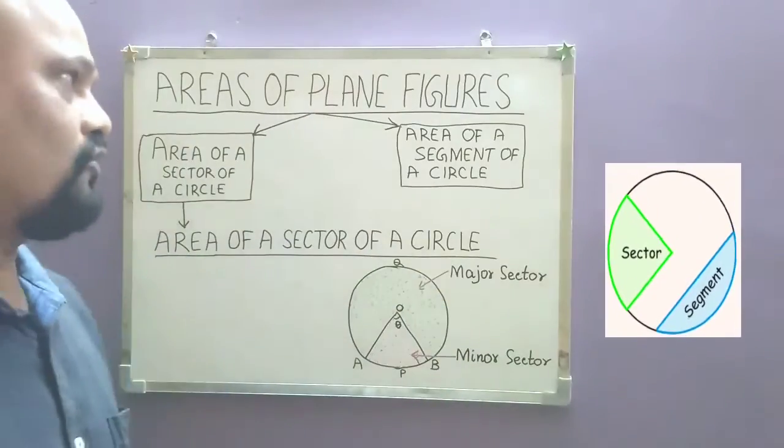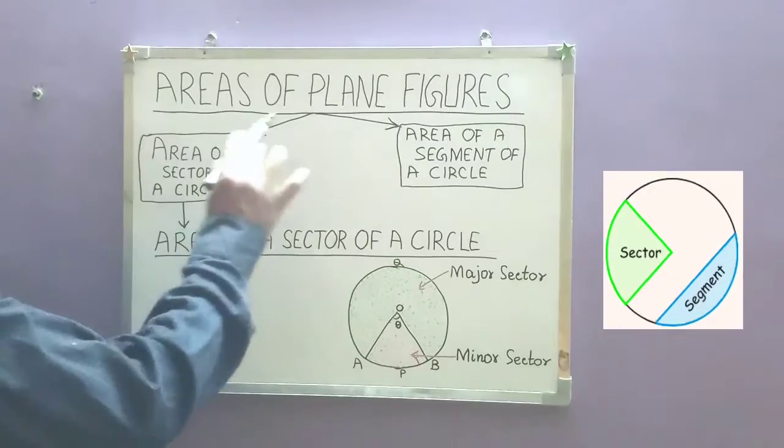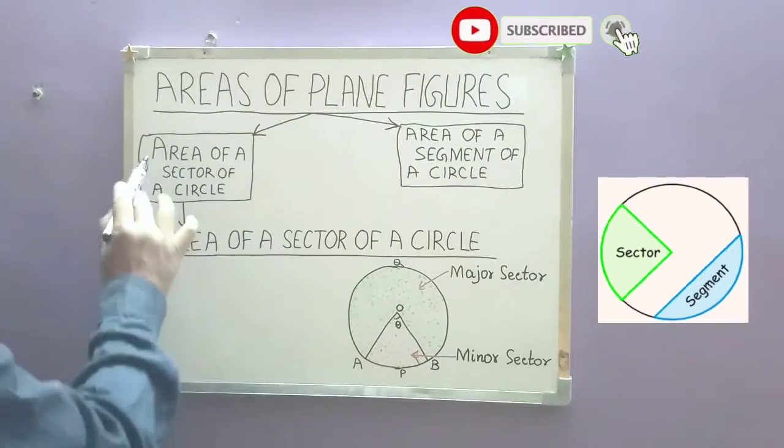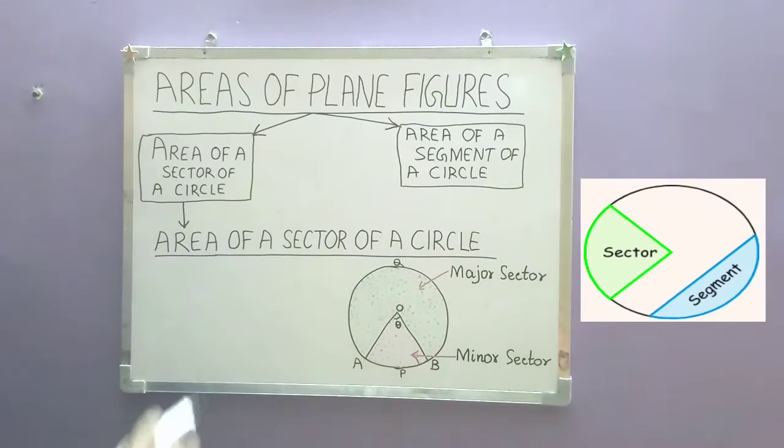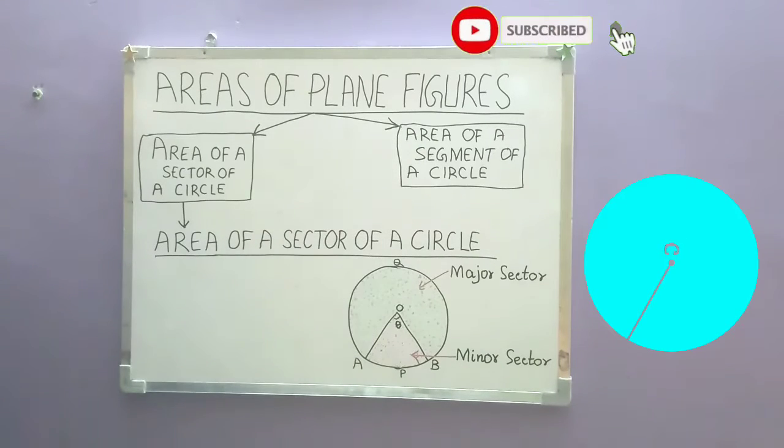Let's discuss how to find areas of plane figures by considering areas of sectors and segments of a circle. Let's start. Area of a sector of a circle.